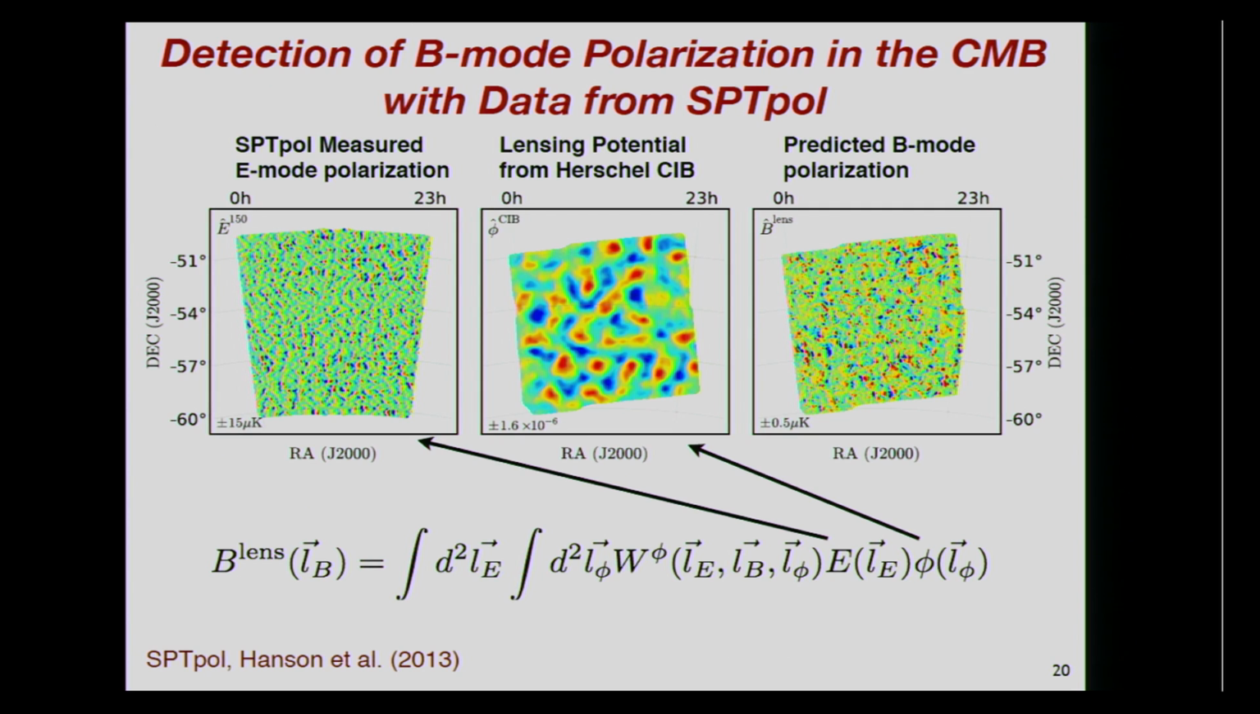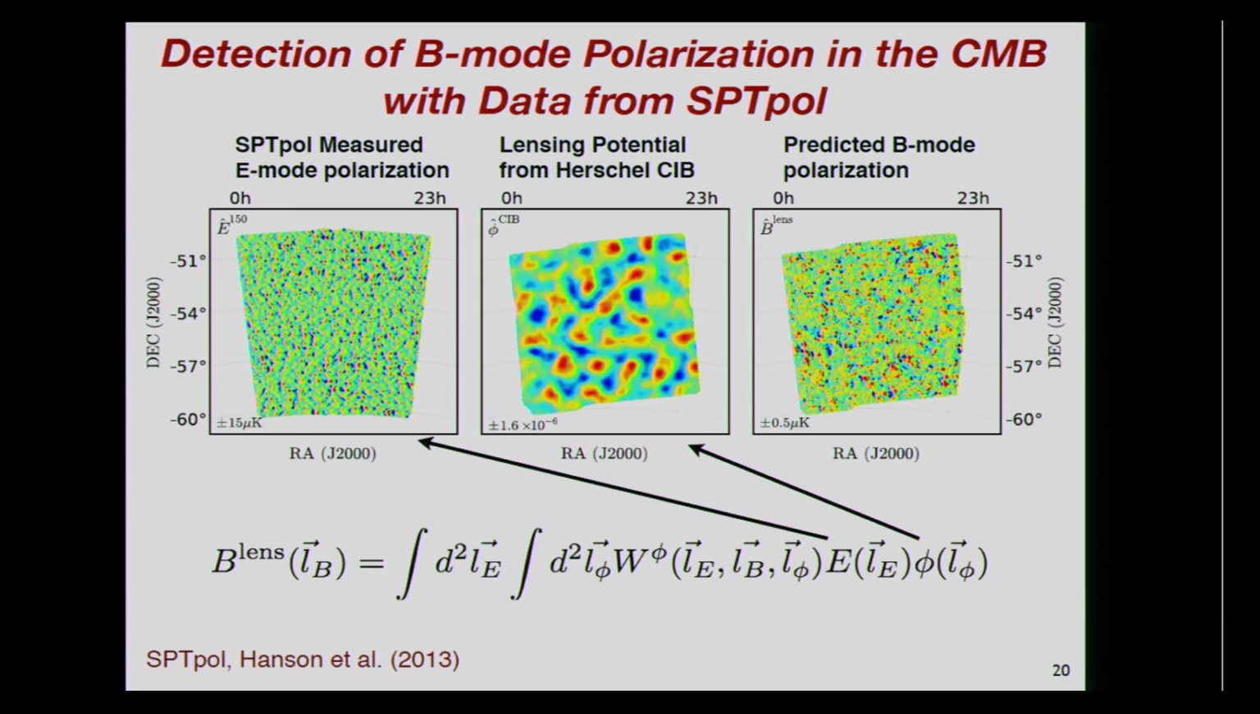So we use this 100 square degree map to detect the B-mode polarization. This is showing the SPTpol data. On the left is the measurement of the E-mode polarization with that map from SPTpol. And we detected the B-mode polarization through a cross correlation.